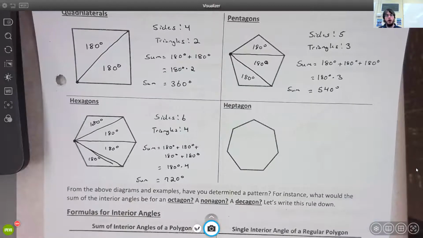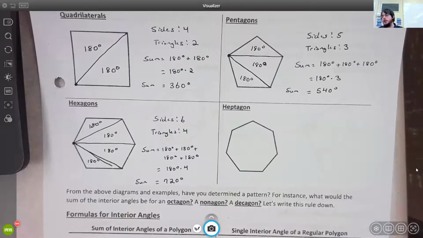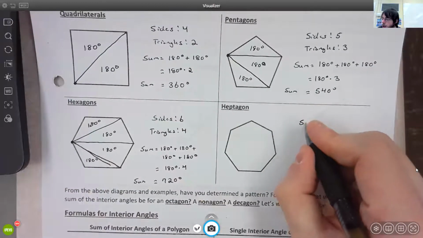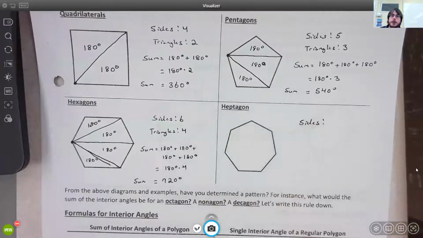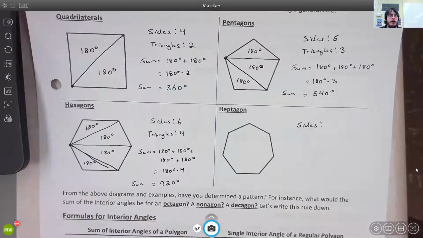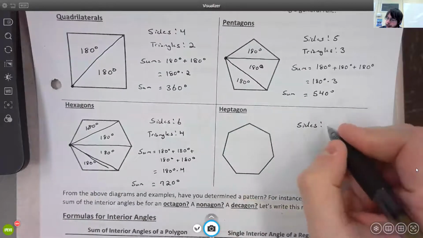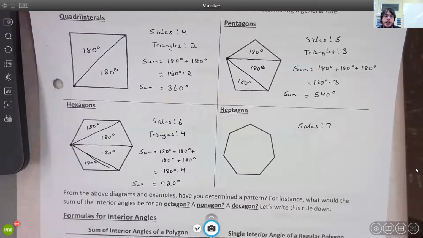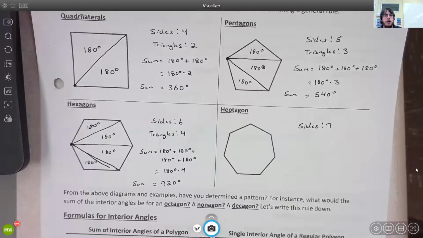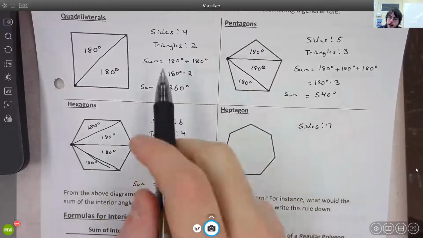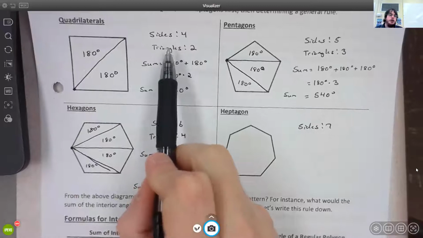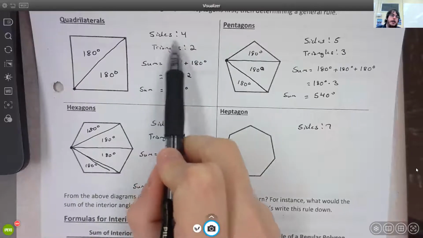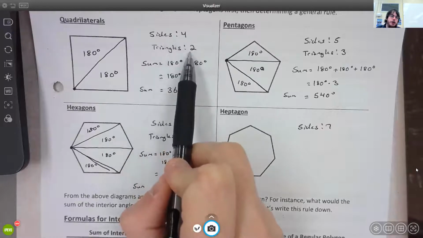So, what is the pattern? Well, let's look at a heptagon. Now, a heptagon has 7 sides. So, from the last few things that we've done, could you figure out how many triangles a heptagon would have in it if we drew our diagonals the same way? Well, if you look based on our sides to triangles, we have 4 sides to 2 triangles. So here we have 2 more sides than we do triangles.